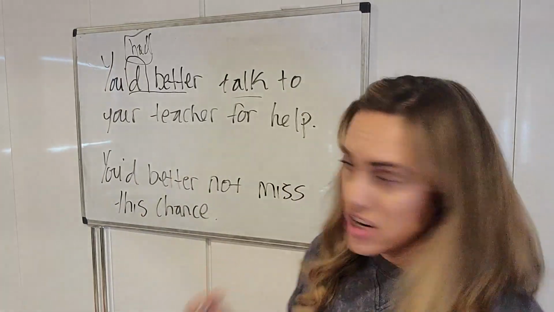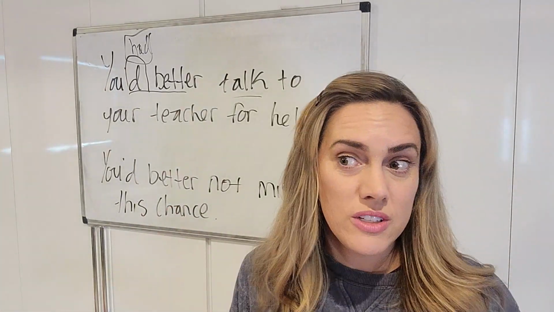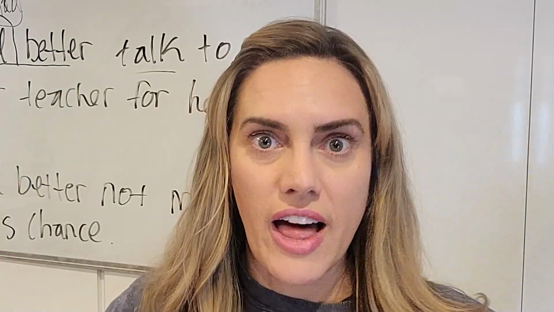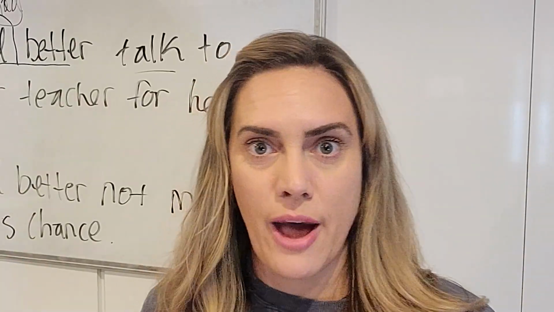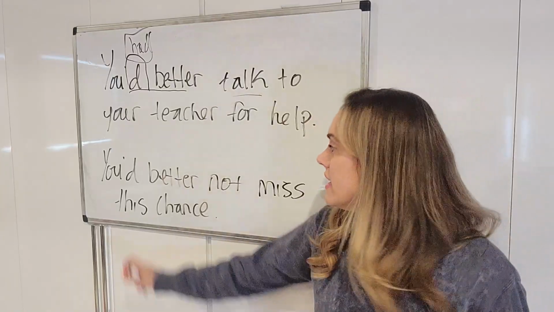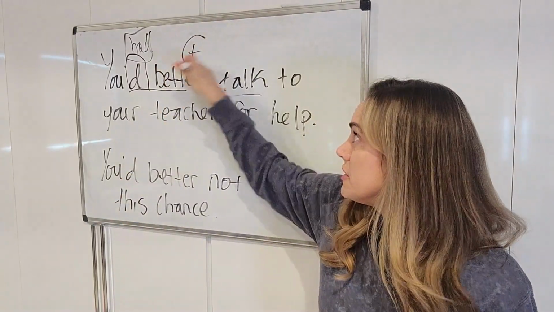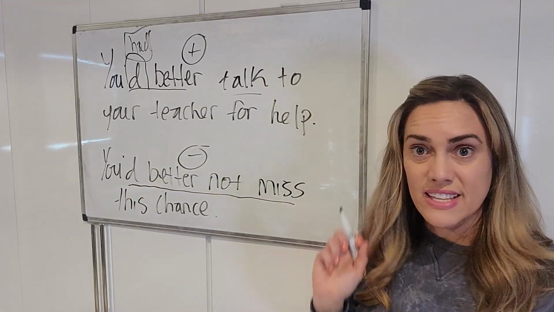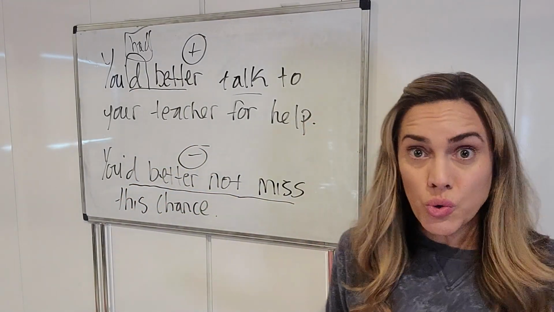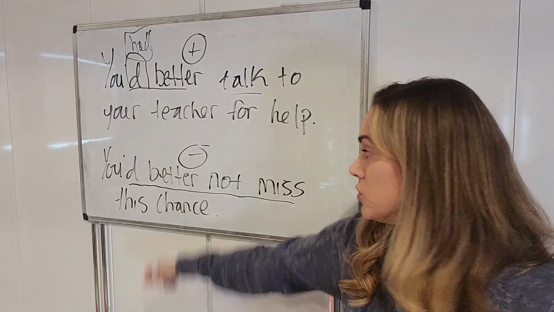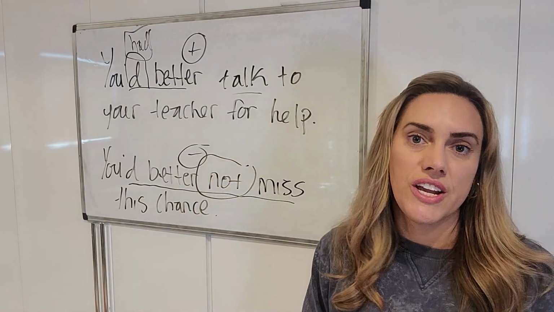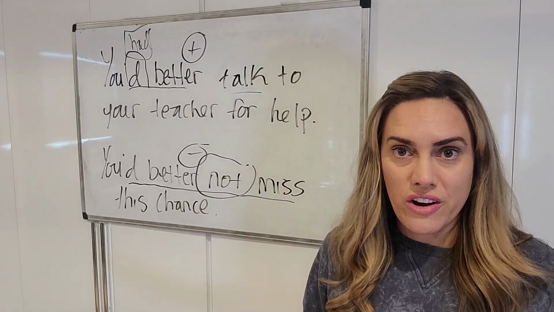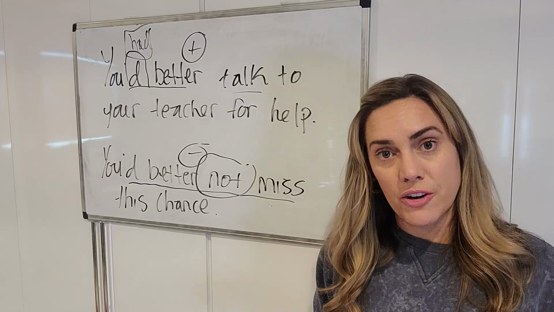You'd better talk to your teacher for help, because if you don't, you're not going to improve your grade and you might fail the class or something. Something bad is going to happen. You'd better do that. So this is affirmative, here's negative. You'd better not miss this chance. If you do, the result will be bad. So you had better not miss this chance. And we can make it negative simply by adding the word not before the main verb.